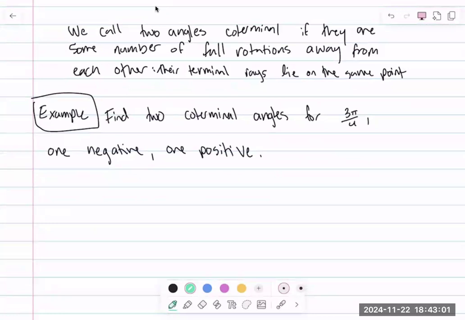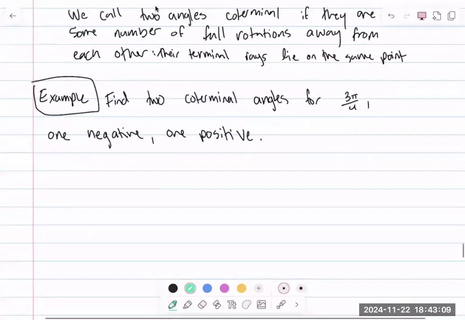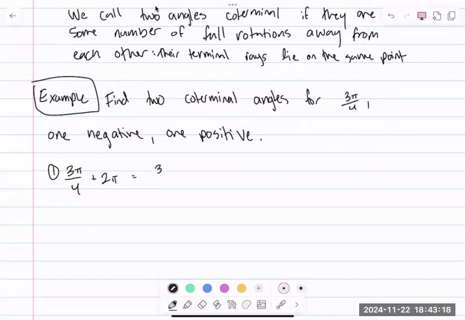So an example is find 2 coterminal angles for 3 pi over 4, one negative and one positive. Try that for yourself. All right. So I'm going to find my positive one first. So I'm just going to add 2 pi. I'm going to add a full rotation to get back to the same place. So this is 3 pi over 4 plus, and I want to have the same denominator, right? So this is going to be 8 pi over 4. And so this is going to be 11 pi divided by 4.